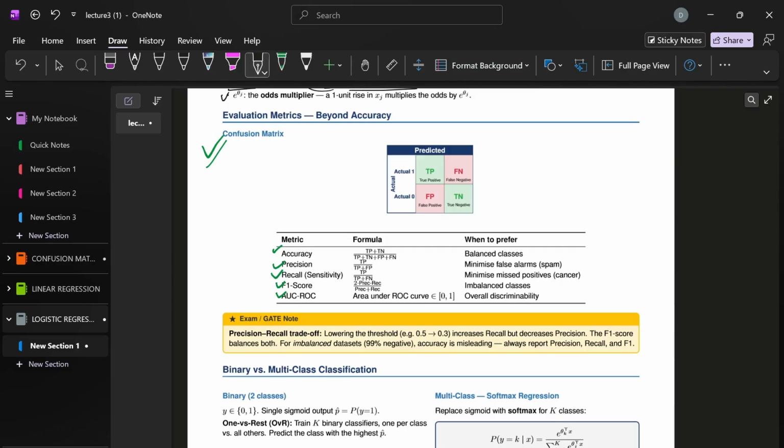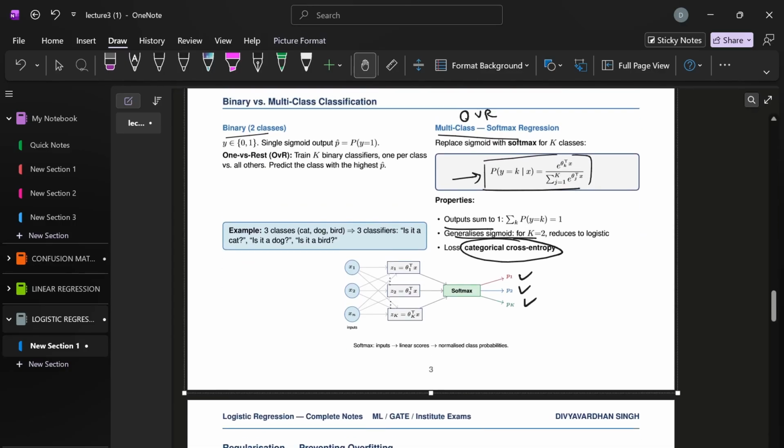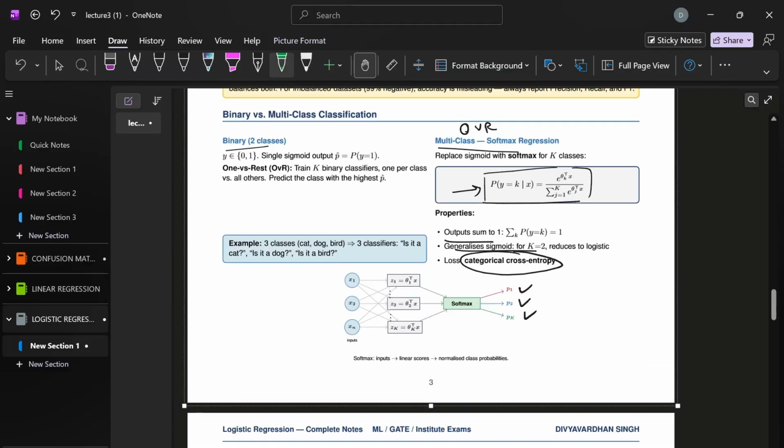Okay, so let's move forward towards section 8, that is multi-class classification. In multi-class classification, we have one versus rest, OVR. Train k binary classifiers, each one answering whether it is class k or not. Then predict whichever class gets the highest probability. We can use this in softmax regression also, the proper generalization of logistic regression to k classes. The given formula for this is already written here.